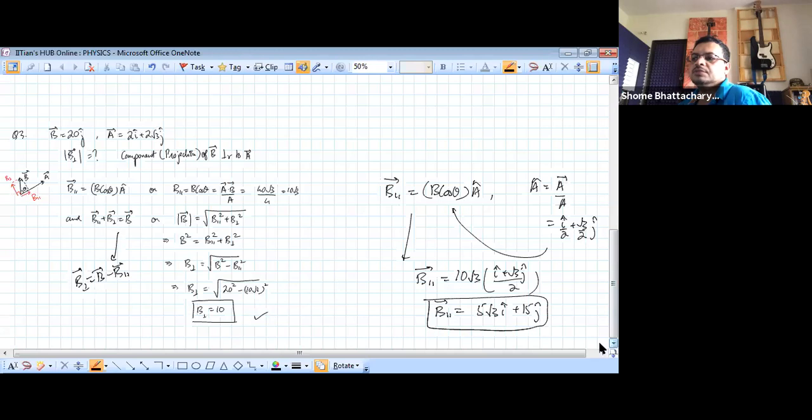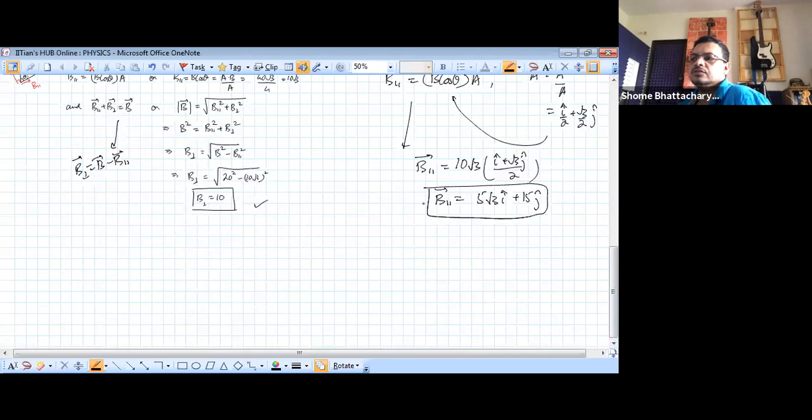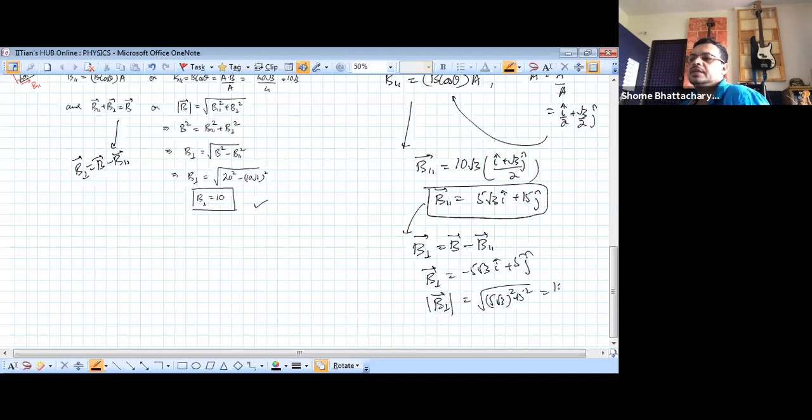The other way we could find B perpendicular is like I'm proceeding here. From this I could find B perpendicular as a vector as B minus B parallel. So that is 20 j cap minus this. You will see that that becomes minus 5 root 3 i cap plus 5 j cap. That is B perpendicular. So its magnitude is becoming square root of 5 root 3 square plus 5 square. That's 10. So that's another way of finding it.